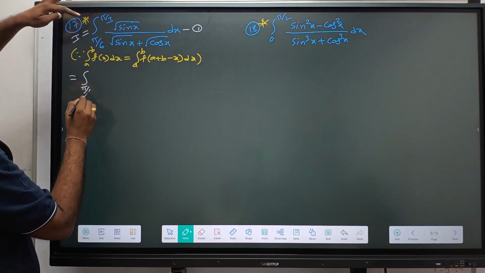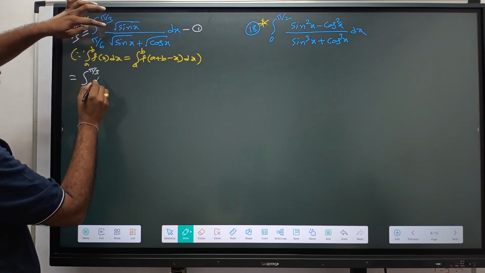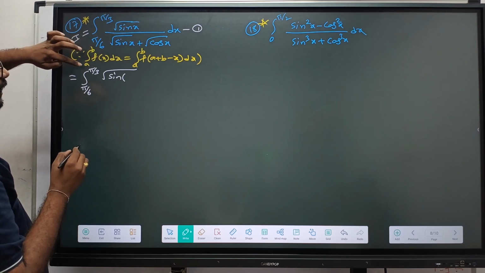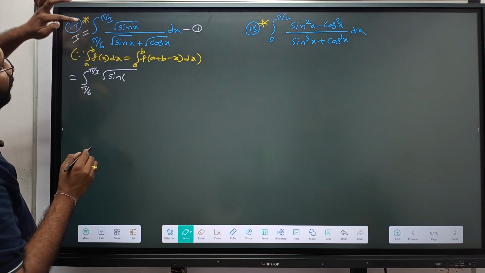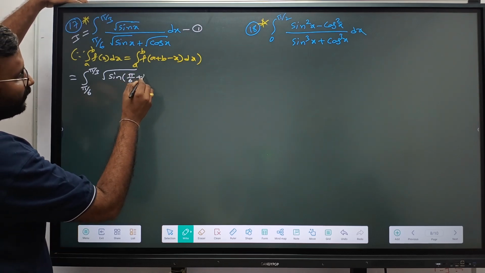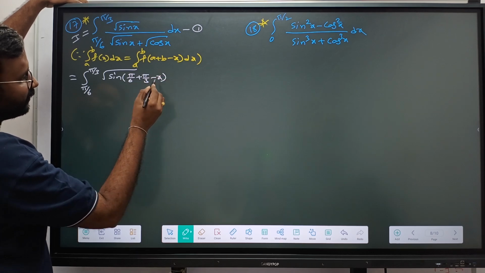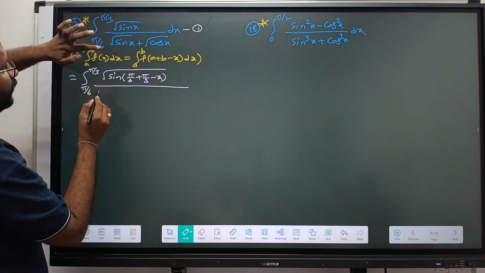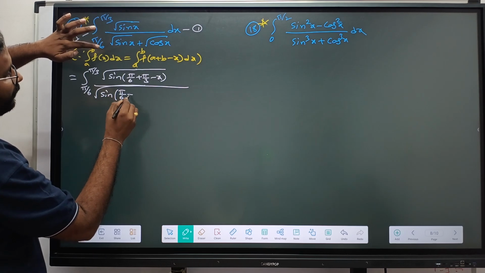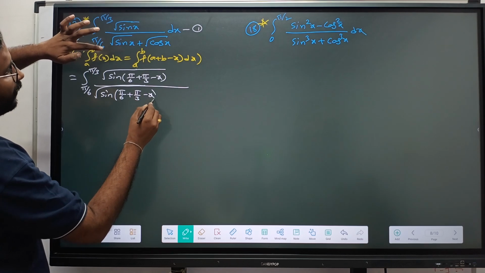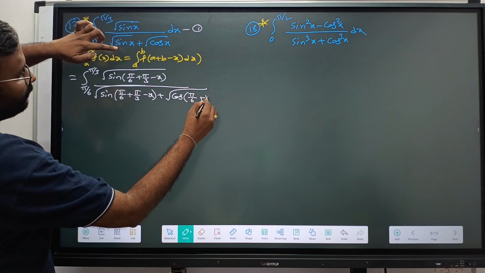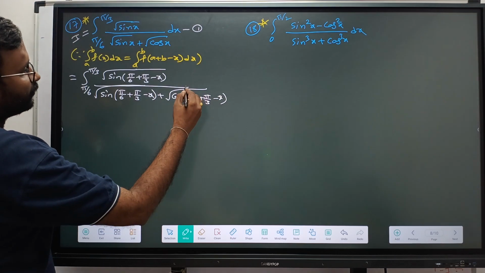So this equals the integral from a to b, that is pi by 6 to pi by 3, of root over sine of x, where in place of x we have to write a plus b minus x, lower limit plus upper limit minus x. What is the lower limit? Pi by 6 plus upper limit pi by 3 minus x, and the denominator is the same: root over sine of lower limit plus upper limit minus x plus root over cos of lower limit plus upper limit minus x, into dx.